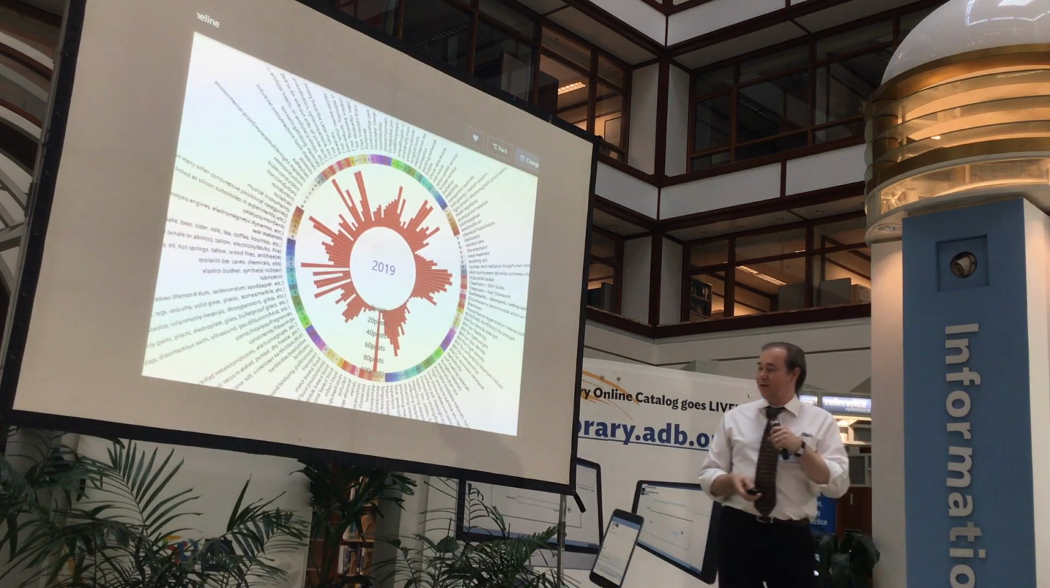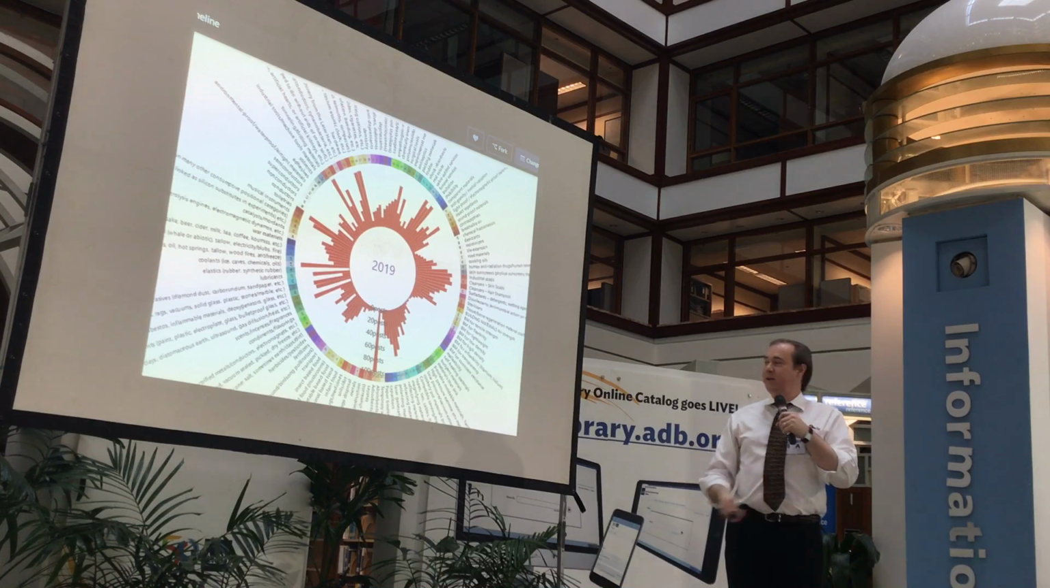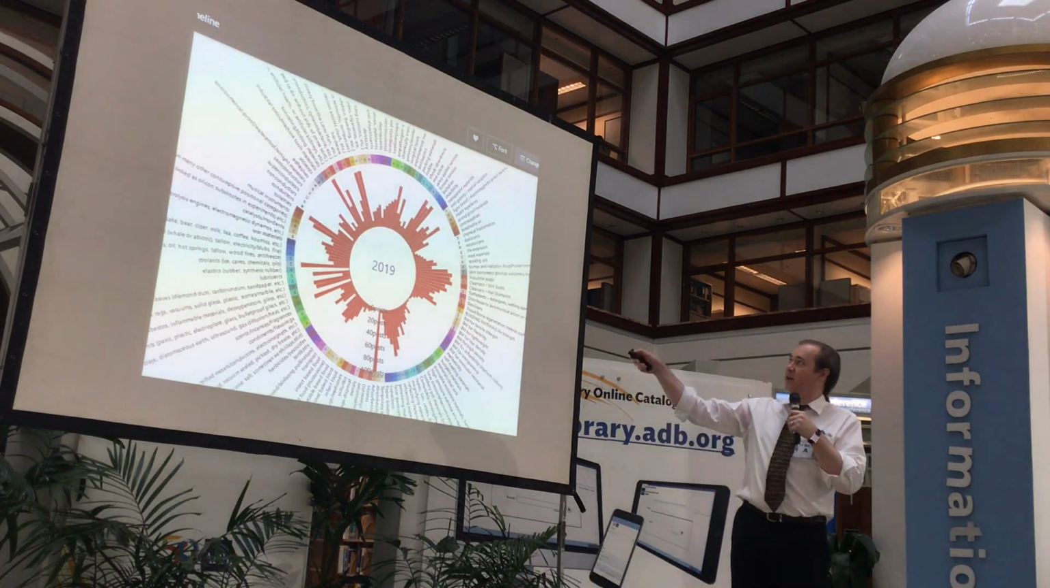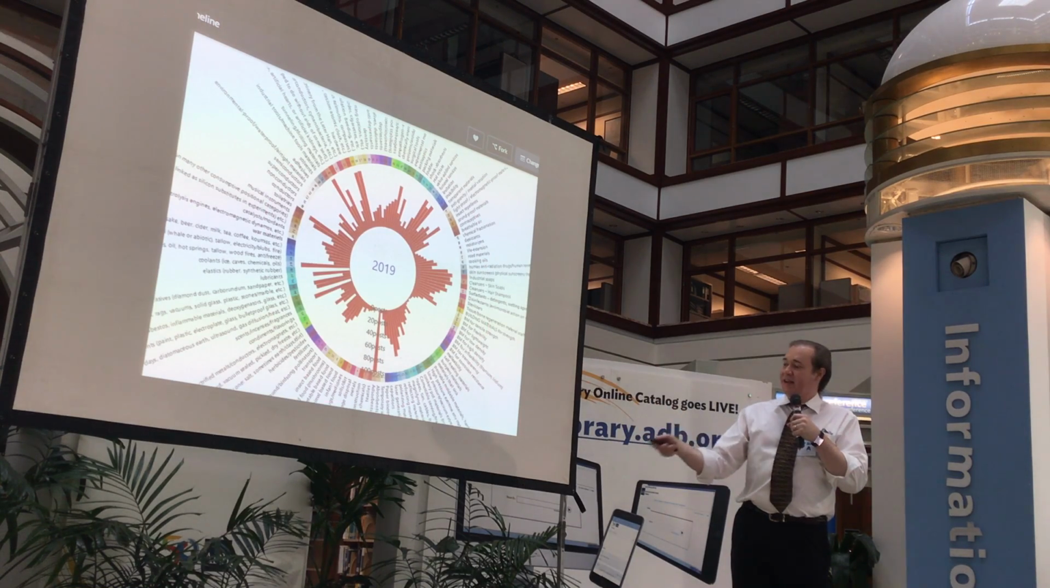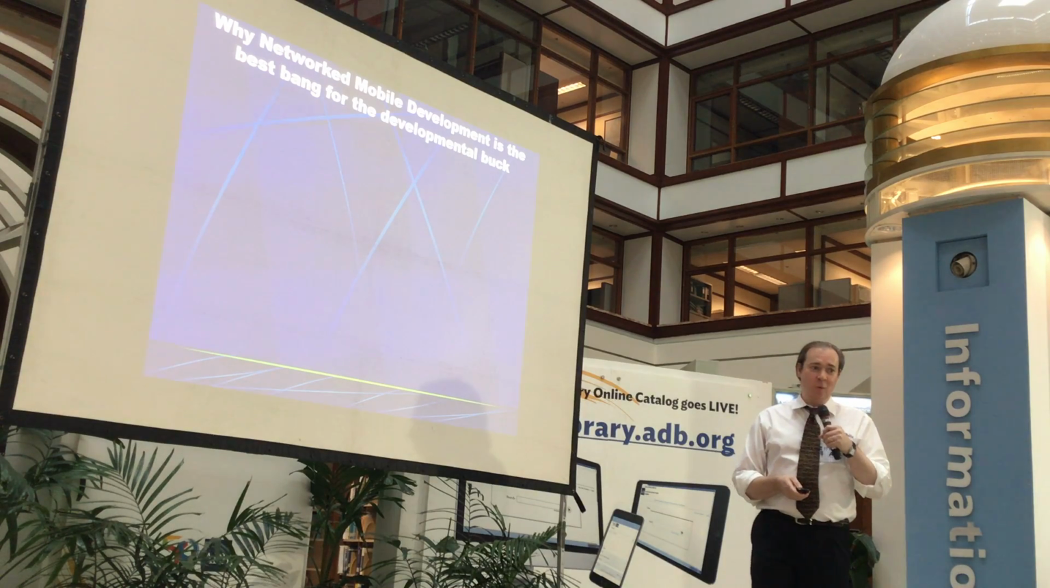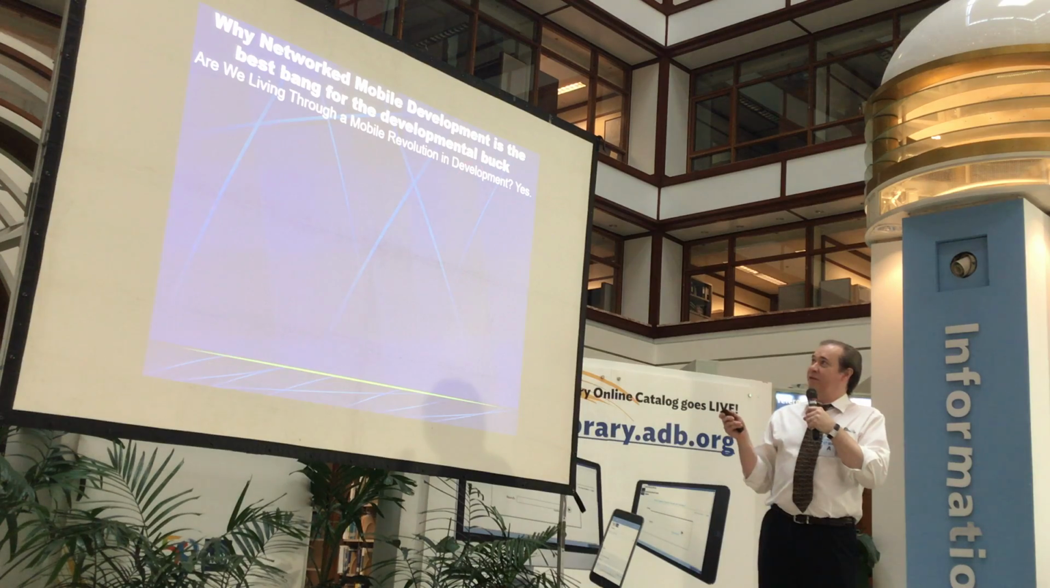This is another chart, a prototype chart of what the wheel looks like with different levels of topics across 130 different kinds of commodities. And the last slide I have here, why network mobile development is the best bang for the development buck. Are we living through a mobile revolution?